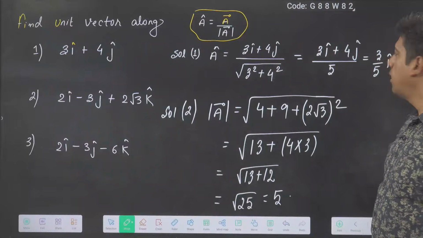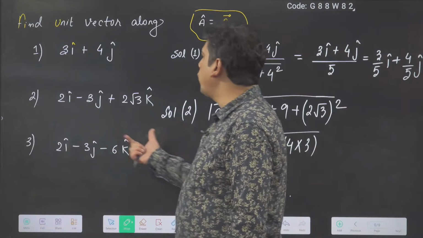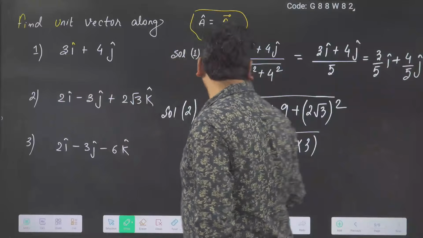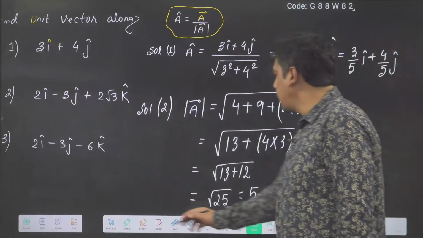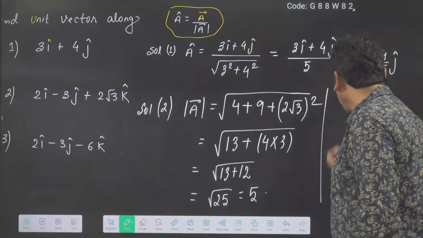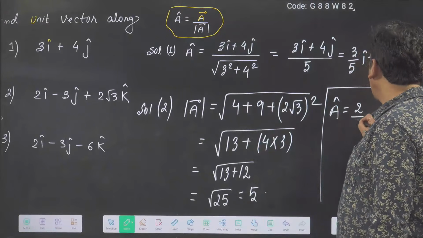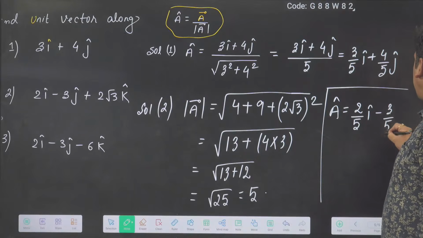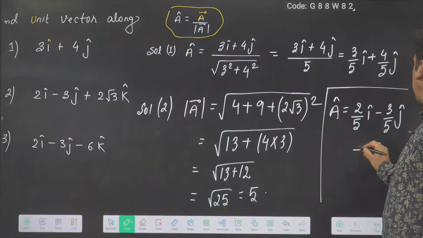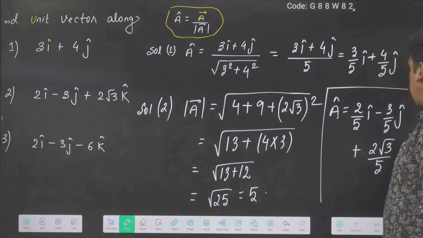Now, if you want to write the unit vector, what we will do? We will divide the entire thing by 5. So I am writing it directly. A cap is 2 by 5 i cap minus 3 by 5 j cap plus 2 root 3 by 5 k cap.